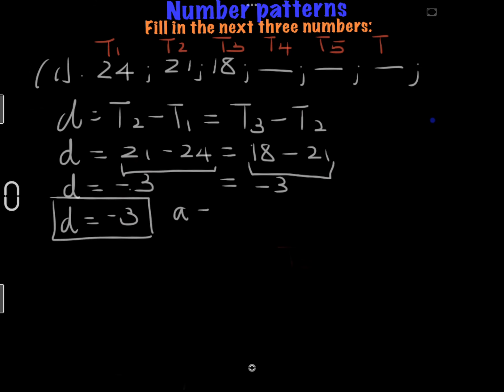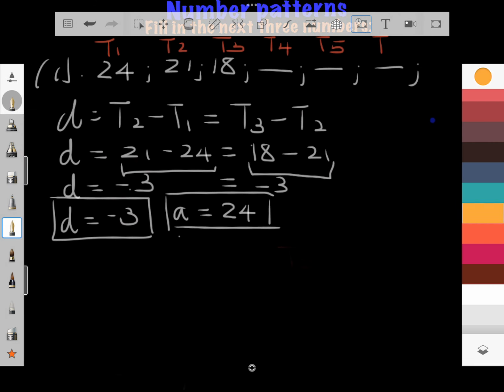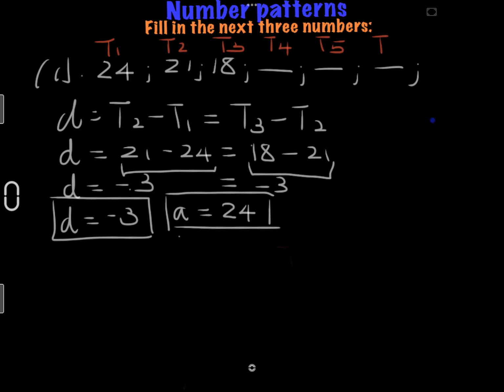So I know I want to just find my A. In this case, A is equal to 24. That's our first term in the sequence. Okay. Now, moving on, we need to find the general formula for this. I have to use a different color. So the general formula, the formula that we identified earlier in the first example, was Tn is equal to A plus n minus 1 times D.